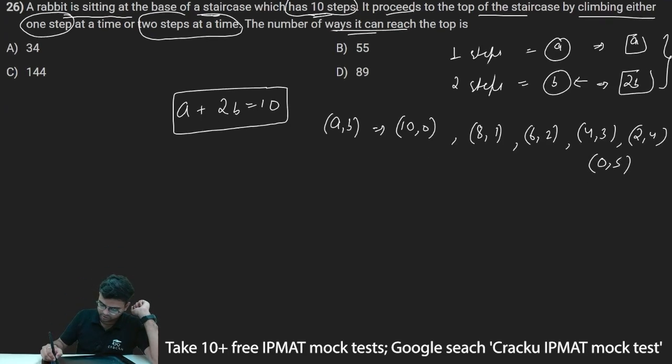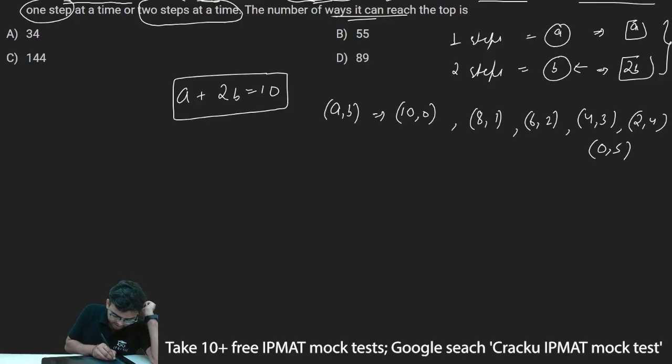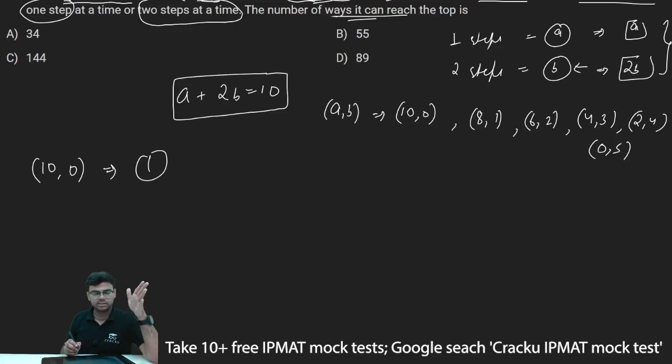Now if I say value of A comma B is 10 comma 0, that is there are 10 steps, single steps is 10 and double steps is 0. So how many ways are there to basically complete this? There is one way only. It is covering 1 step at a time and it has to cover 10 steps. So it will be 1, 1, 1, 1, 1, 1, 1, 1, 1 and 1. So total 10 steps and it can be only one possible case.